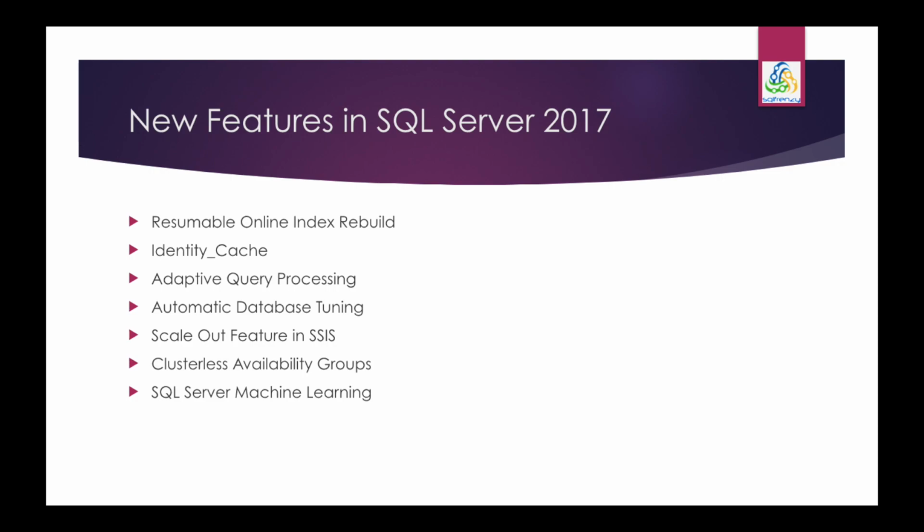The next is clusterless availability groups. The new availability group functionality includes clusterless support, minimum replica commit availability group settings, and Windows Linux cross OS migration and testing.